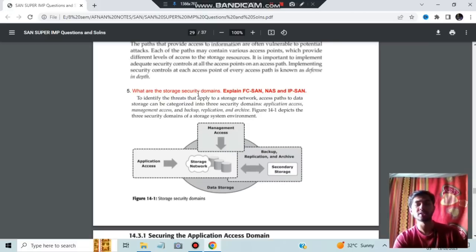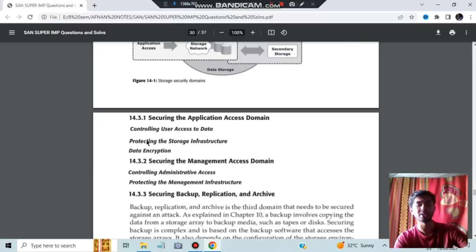Next we have, what are storage security domains. As I told you, there are three storage security domains: management, application, and backup and archive. These three domains have to be made more secure. There are security rules for each of these, and things that can be done. For more information, watch the theory video. I have just mentioned the headings here.